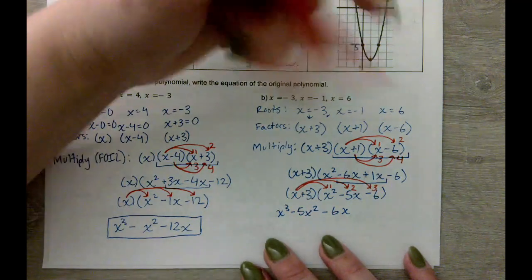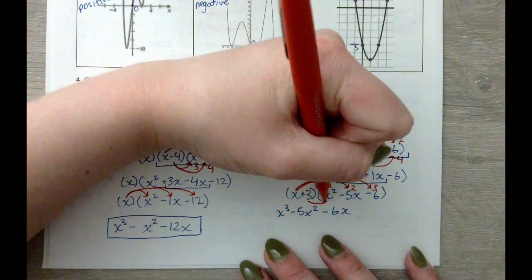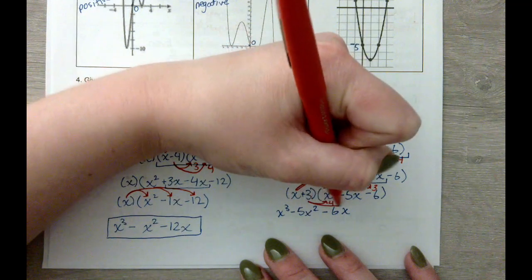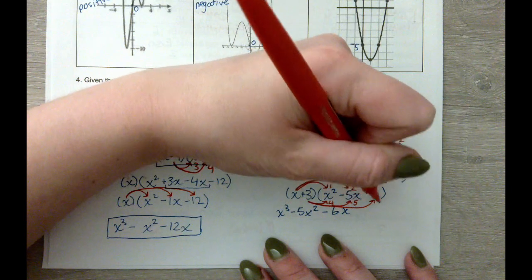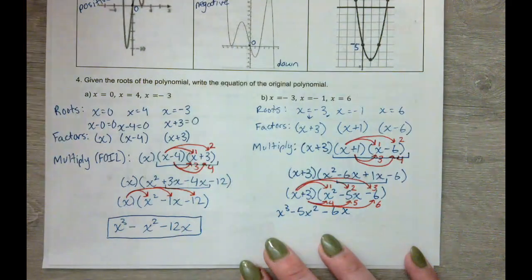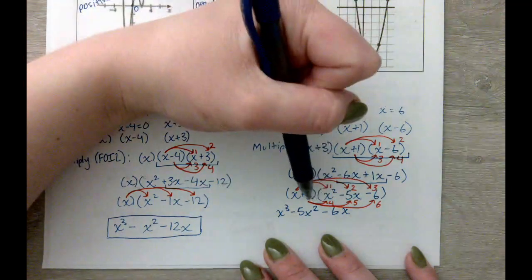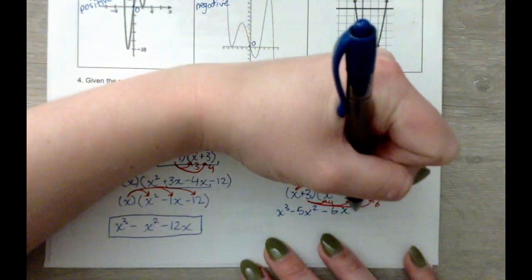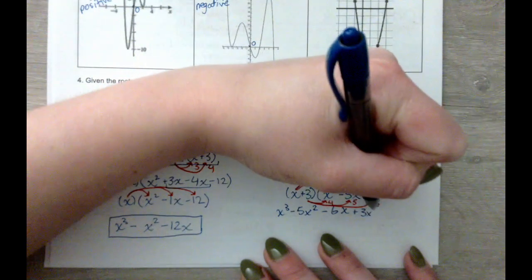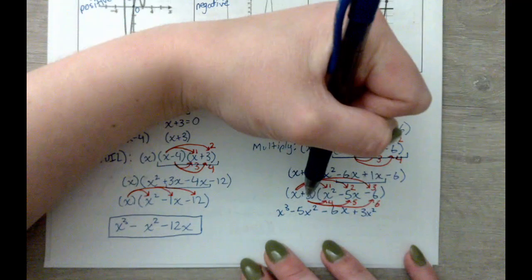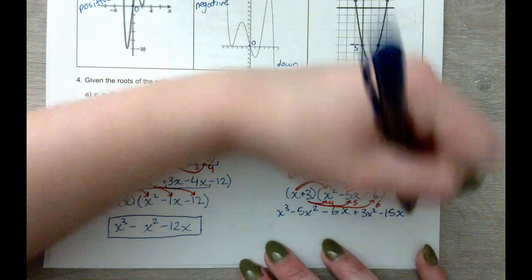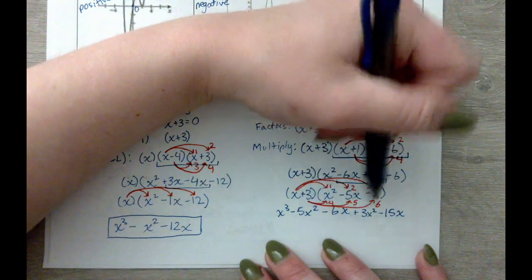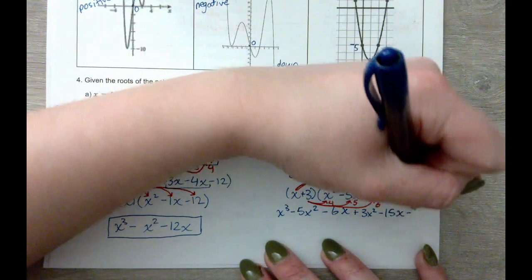Now I multiply the 3 through. So I have 3 times x squared, that's going to be a positive 3x squared. 3 times negative 5x, that's negative 15x. And then 3 times negative 6 is negative 18.